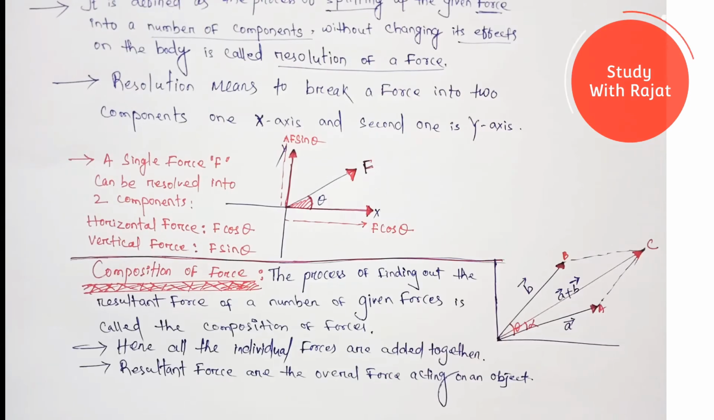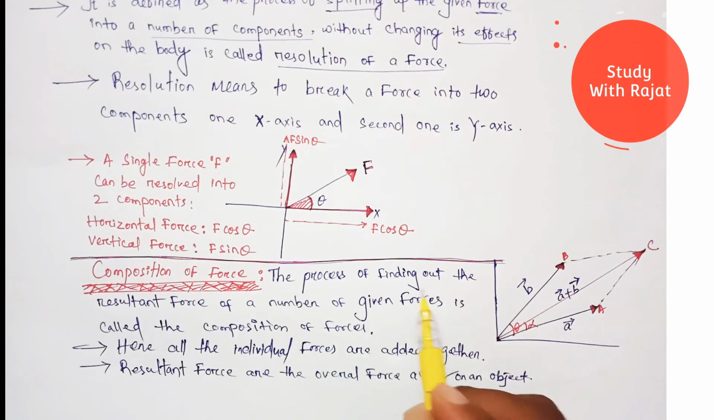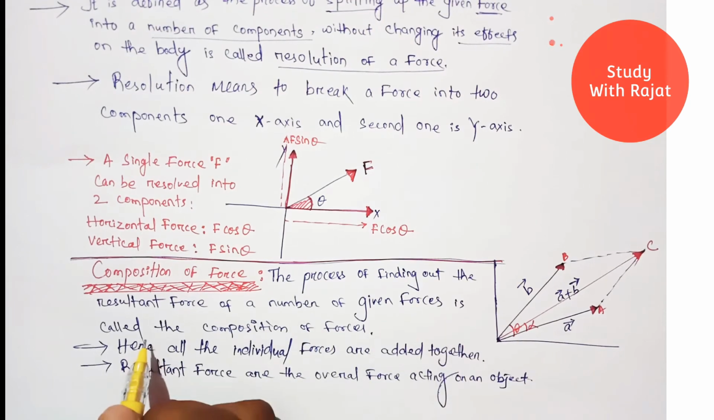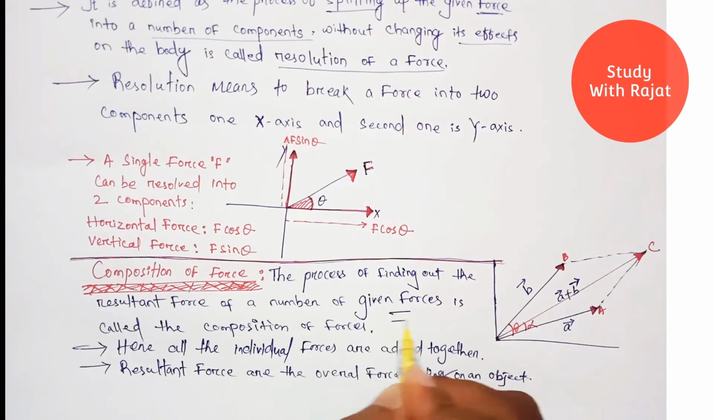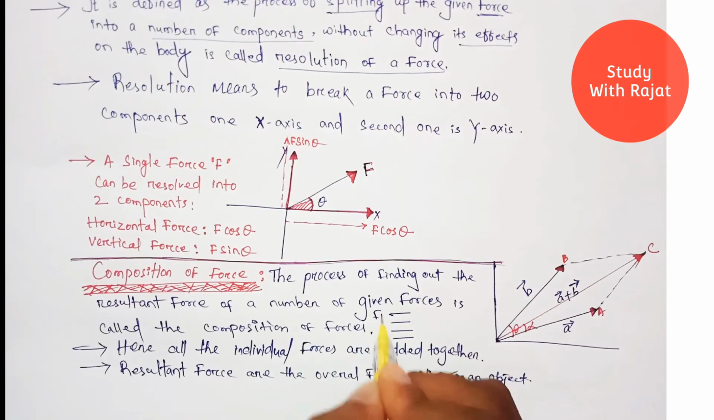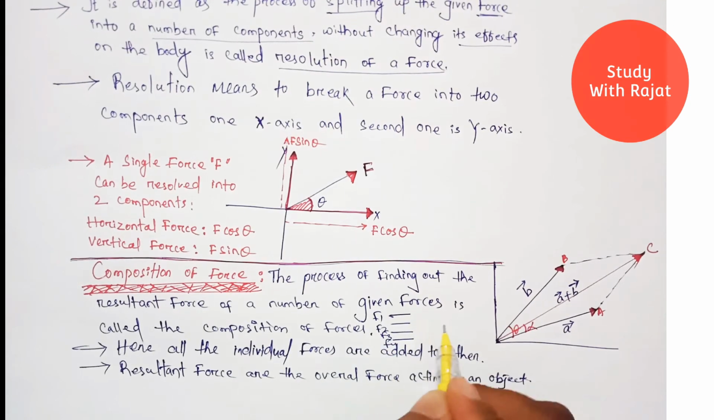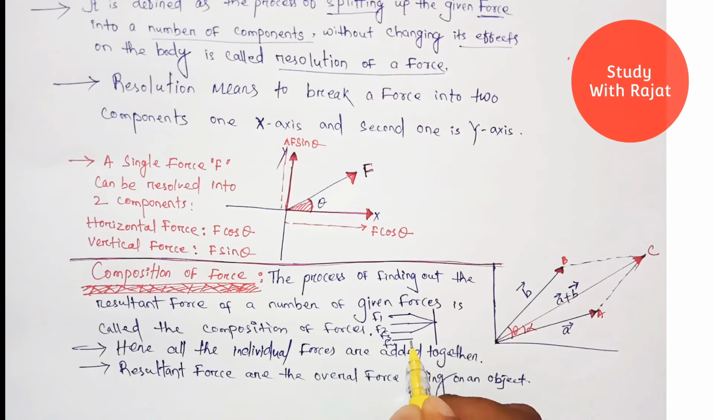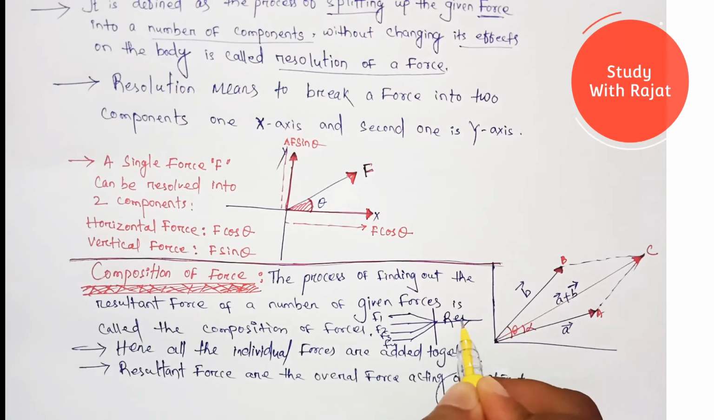Okay, next is composition of force. The process of finding the resultant force of a number of given forces is called the composition of force. If different forces are there, known as F1, F2, F3 and F4, you have to compose these different forces into a single force. We have to compose this into a single force known as the resultant force.